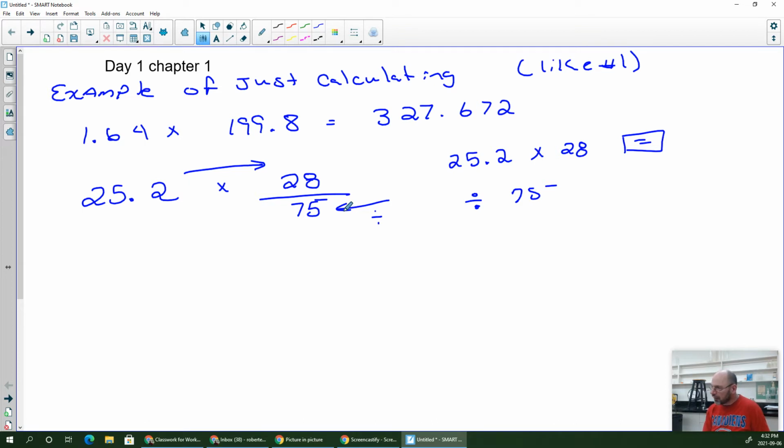Okay, so how you do that in a calculator, you go 25.2 times 28, because those are both on the top. You hit the equal button on your calculator, okay, and then you go divided by 75, and then you hit the equal button again on your calculator, and I get 9.408. Okay, so that's like number 1. Now, writing a percent as a decimal is the second thing they ask. So that's our first one we're going to look at.